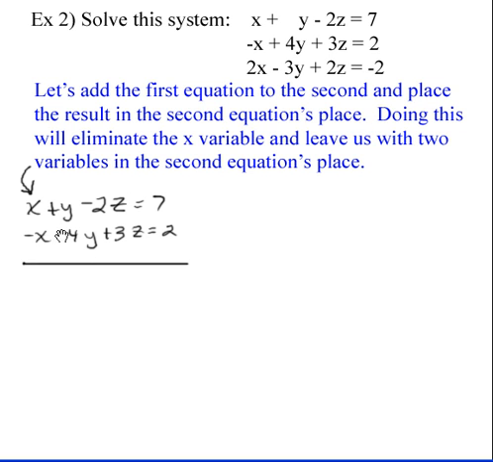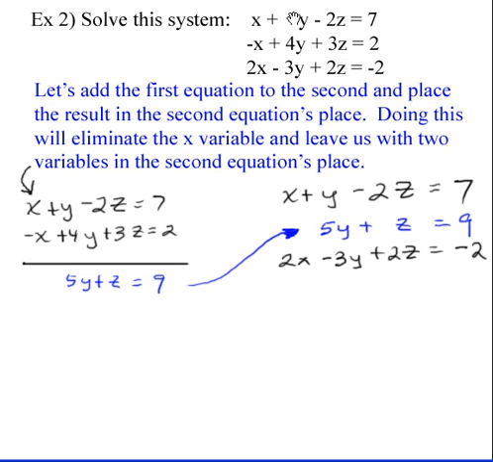So let's do that. Let's take that first equation, x plus y minus 2z equals 7. Let's take that second equation, negative x plus 4y plus 3z equals 2. Let's add them together. x plus negative x drops out to 0. y plus 4y is 5y. 3z minus 2z is 1z. And 7 plus 2 is 9. So what we're going to do is take my original system, keep that original first equation. For now, keep the original last equation. But the result we got from adding the first two equations together, we're going to put in the second equation spot.